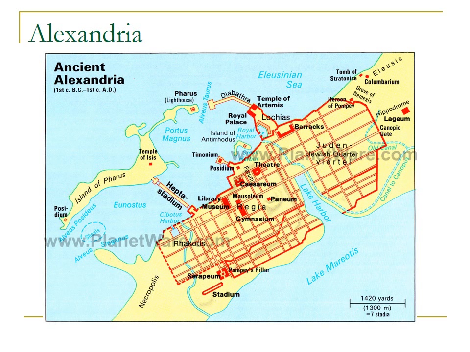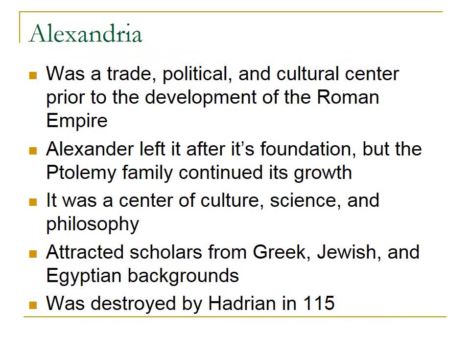Alexandria is probably one of his most important cities that he built. This is obviously on the Mediterranean Sea in Egypt, modern-day Egypt. You can see basically what was set up, what was built by Alexander the Great. It was a trade, political, and cultural center prior to the development of the Roman Empire. Obviously, the Roman Empire will conquer all these cities and repurpose all these cities over the next several hundred years.